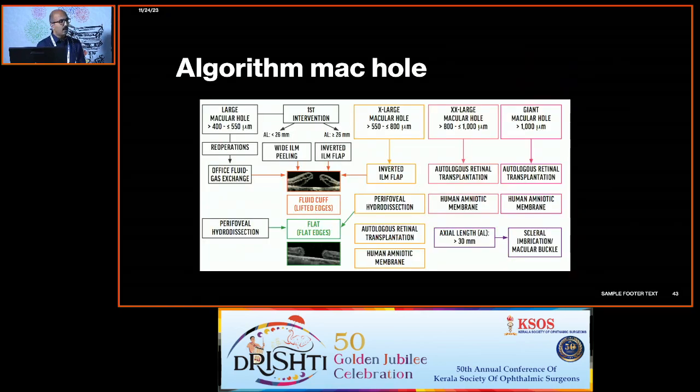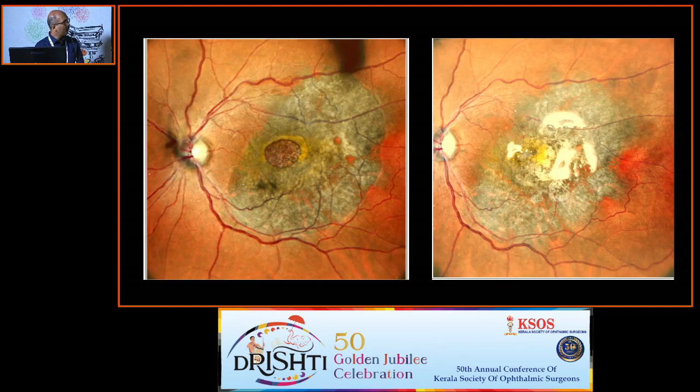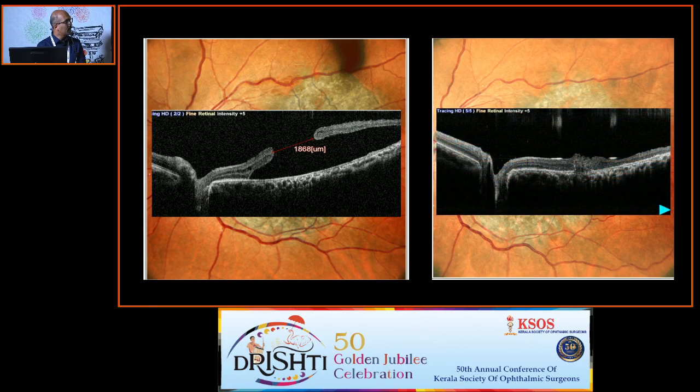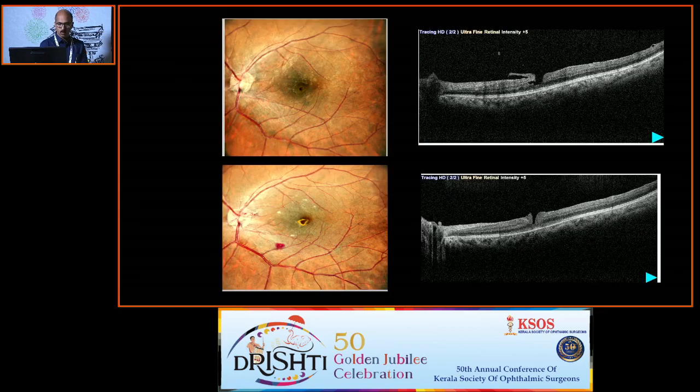So again, the algorithm for treating a macular hole. Oh well, this is a large one, look at the size of the macular hole, it's almost 2000 micron. There is a lot of RPE damage. Normally we don't take up this case for surgery because the prognosis is not so good. But in the presence of a retinal detachment, we decided to operate on this patient because otherwise the patient may land up having a total retinal detachment. And had a successful closure of the macular hole, we did ILM stuffing into the hole.